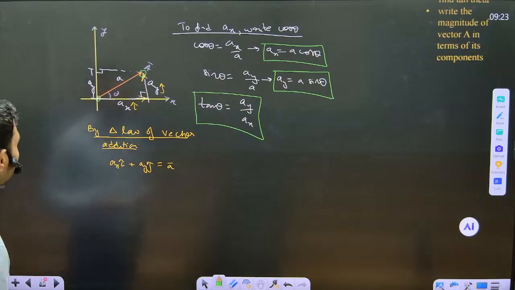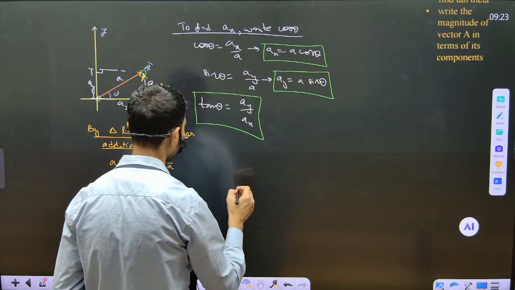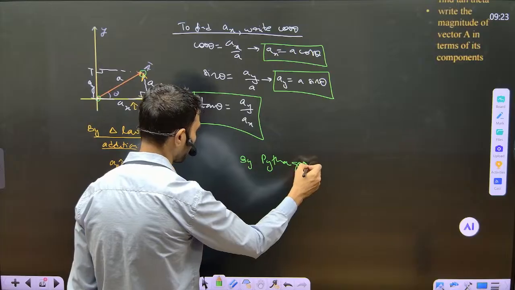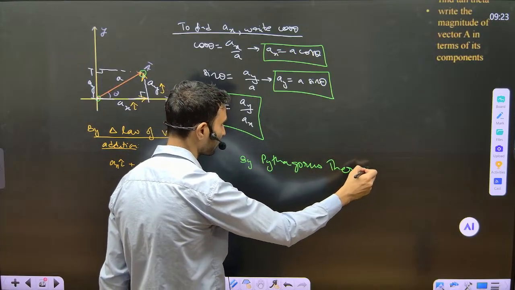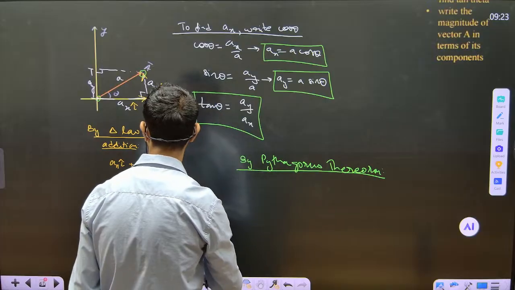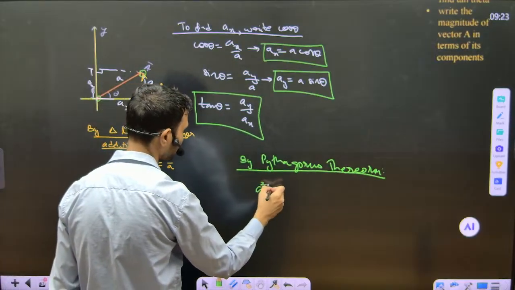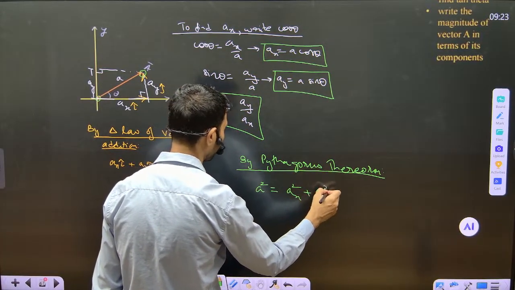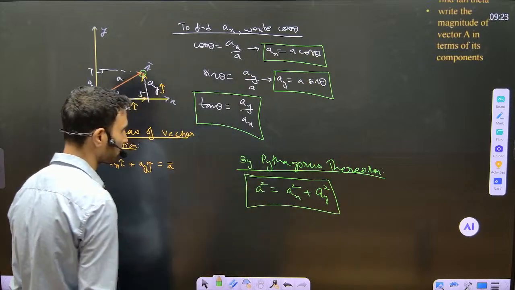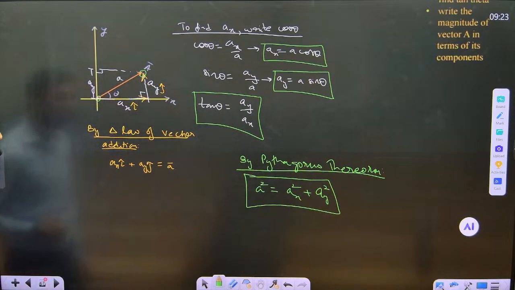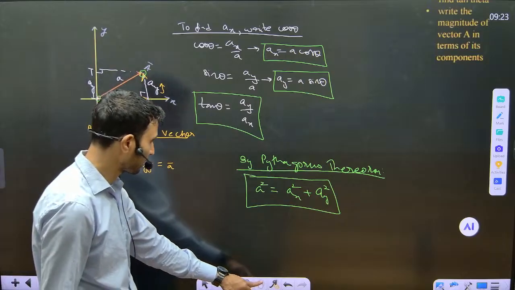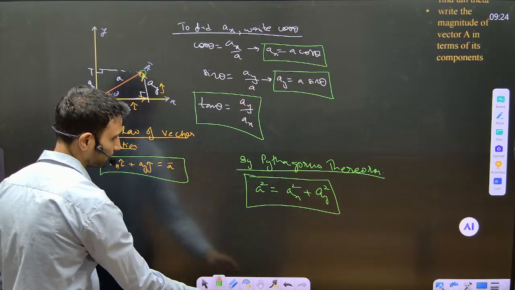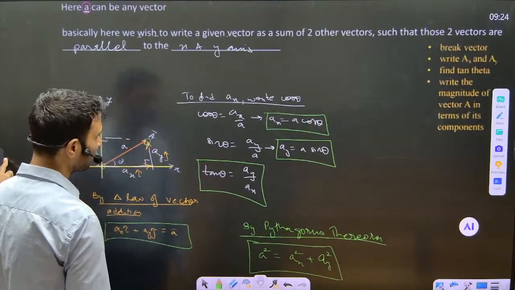And the magnitude, that also by Pythagoras theorem. I can also write that A square is equal to Ax square plus Ay square. That's another relation, right? So these are all the relations that we need for our further studies. So check out all the relations and tell me if there's any doubt.